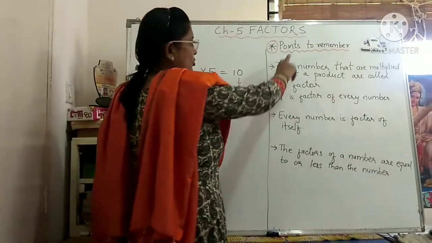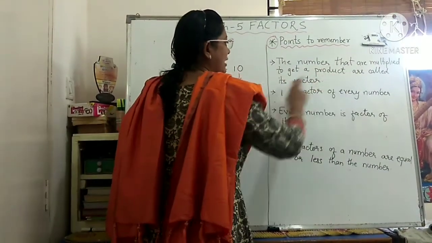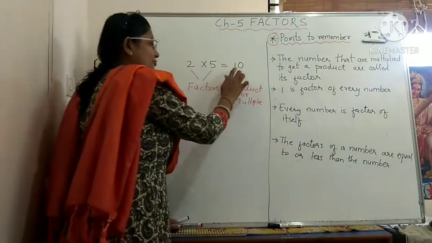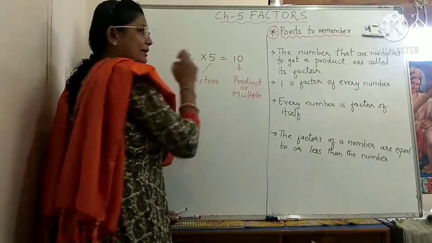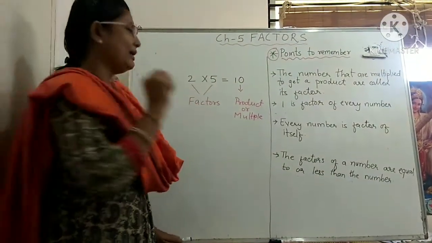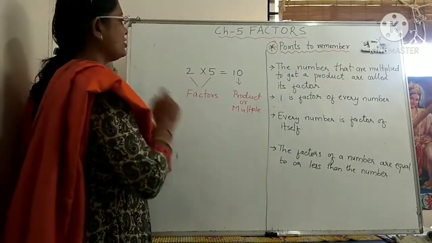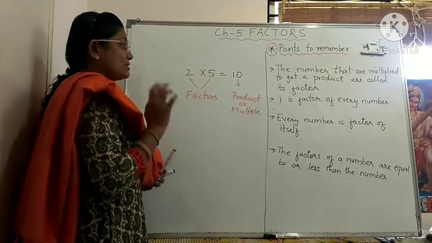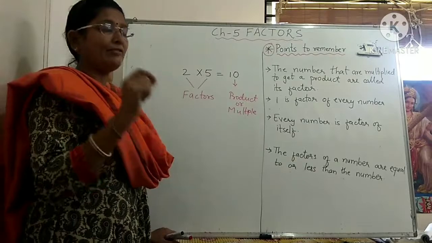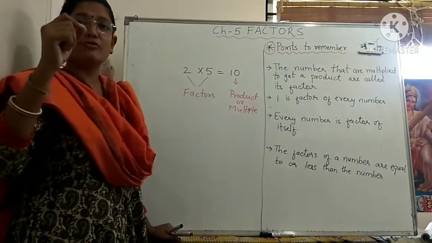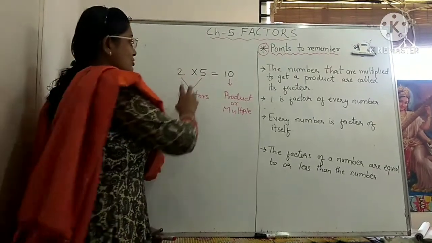Okay. See here the points to remember. First point, the numbers that are multiplied to get a product are called its factors. Means we are multiplying two numbers to get a product. Here product is 10. So if I ask you what are the factors of 10, then factors of 10 are 2 and 5. Right? This way you have to find out the factors. How will the sums be asked to you? In such a way only. Write the factors of 5, write the factors of 15, write the factors of 22, write the factors of 102, anything like this.